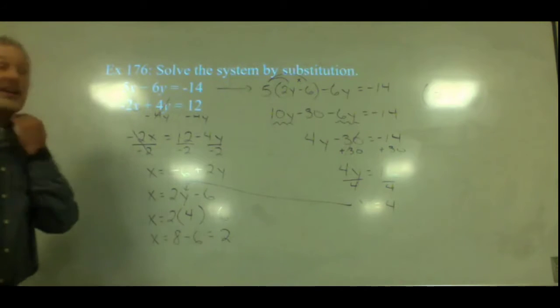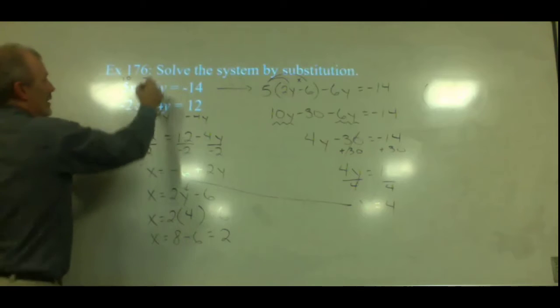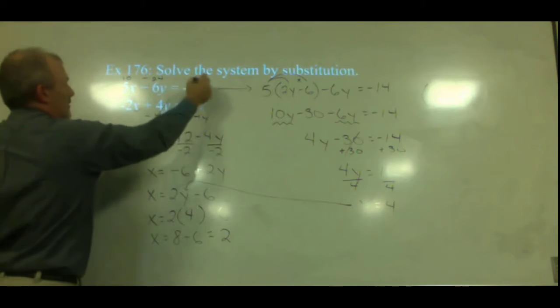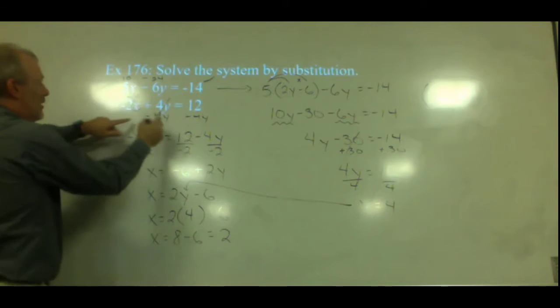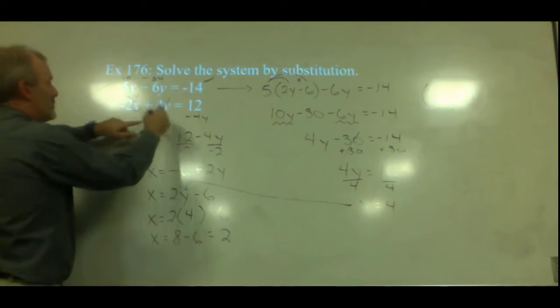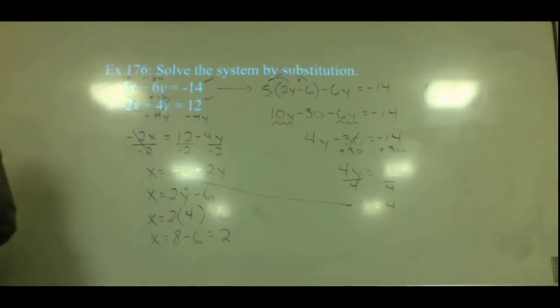Again, if you want to check your answer, this would be 10 minus 24 equals negative 14. That's true. This one would say negative 4 times 4, so plus 16 equals 12, and that is true. So we know that's the correct answer.